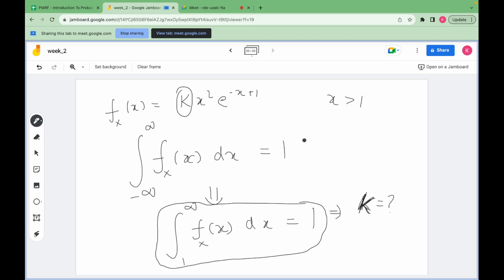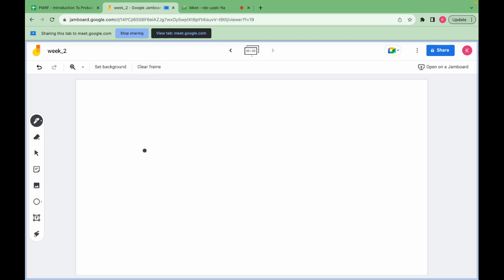So it is k x square e to the power minus x plus 1, integral from 1 to infinity dx equals 1, which can be written as integral of x square e to the power minus x plus 1 dx equals 1 by k, from 1 to infinity. So this x square e to the power minus x plus 1.